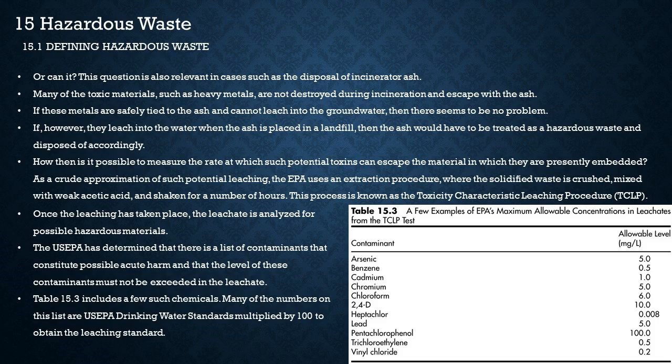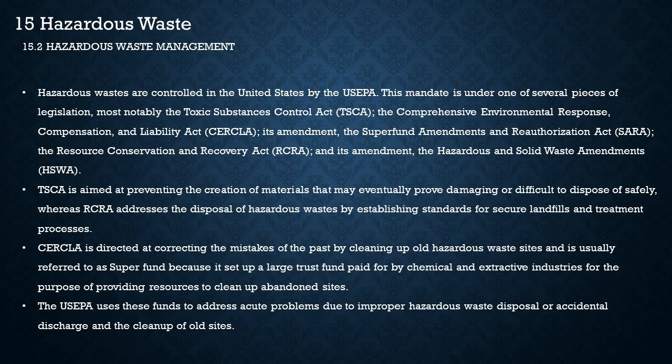The US EPA has determined that there is a list of contaminants that constitute possible acute harm and that the level of these contaminants must not be exceeded in the leachate. Table 15.3 includes a few such chemicals. Many of the numbers on this list are US EPA drinking water standards multiplied by 100 to obtain the leaching standard. 15.2 Hazardous waste management.